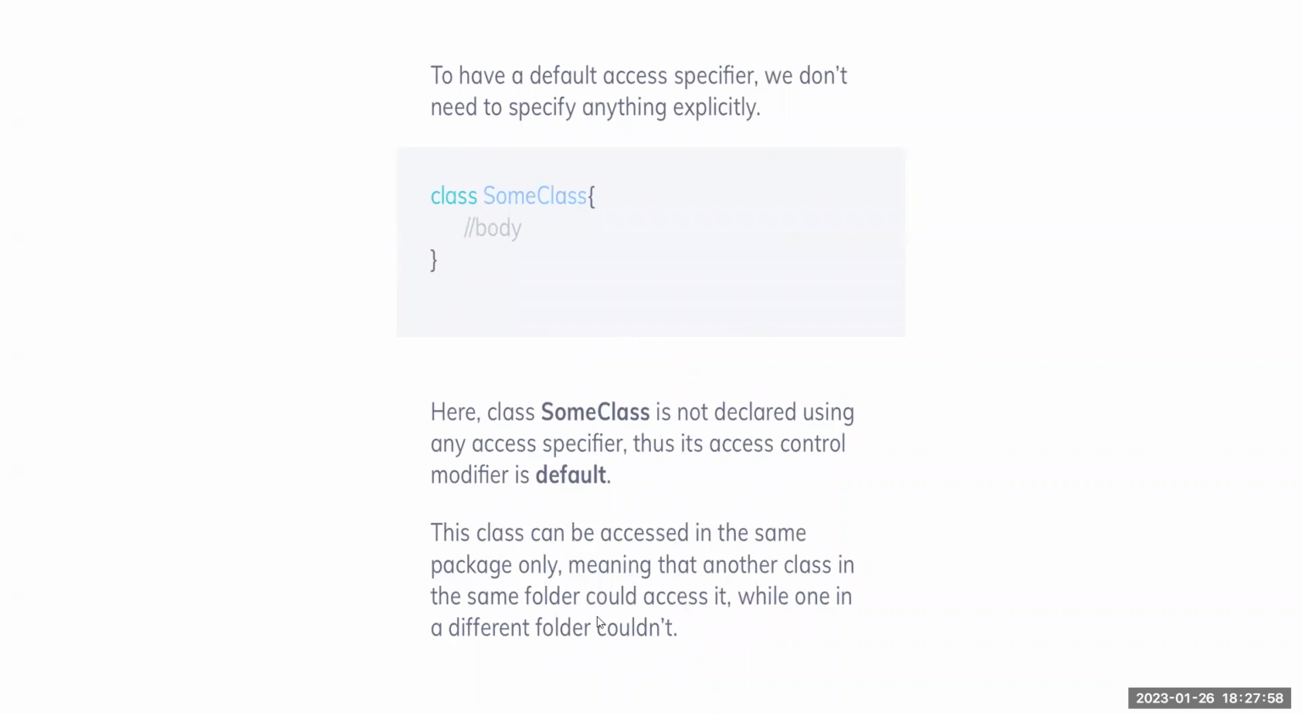Okay. So how do we consider this default scope? When you see something without any access specifier before the class, you can consider it as the default scope. So that's why, if the class is not declared using any access specifier, its access control modifier is always default. The concept I told is that this class can be accessed in the same package only, meaning that another class in the same folder could access it, while one in a different folder could not.